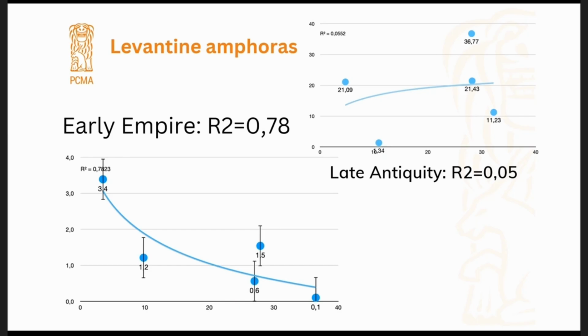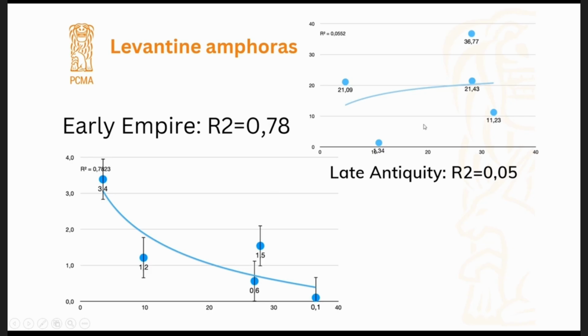And then, what I've noticed analyzing just the proportions of amphoras is that the biggest change was in the Levantine and African amphoras. So I made regressions only for this type of amphoras for early empire and late antiquity. And here we see early empire. So these are Levantine amphoras in Paphos, Ephesus, Adriatic Italy, Rome, and Hispalis. And we see again that those dots are close to the line and R square is quite high.